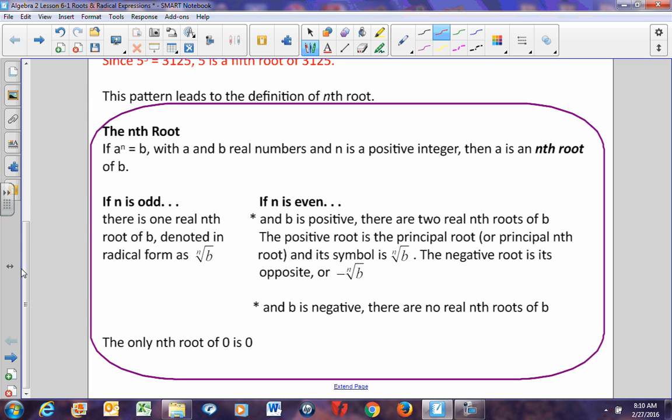The positive root is the principal root, or the principal nth root, and its symbol is the nth root of b. And the negative root is its opposite, or the negative nth root of b. For example, the square root of 25 is both 5 and negative 5. It has two roots. 5 is the principal square root. Negative 5 is not the principal square root. If b is negative, there is no real nth root of b. We've already talked about that because then you get into the imaginary number system. And the only nth root of 0 is 0.